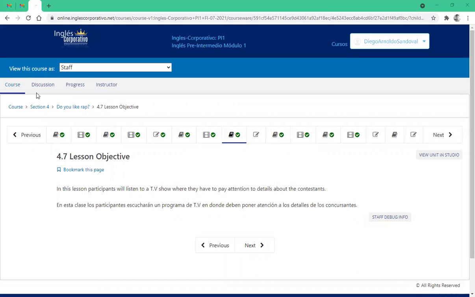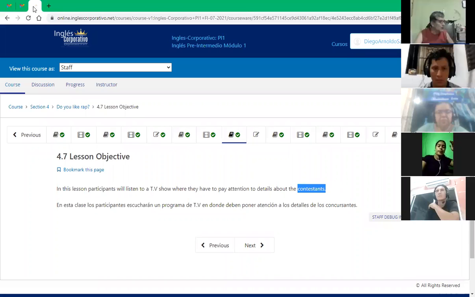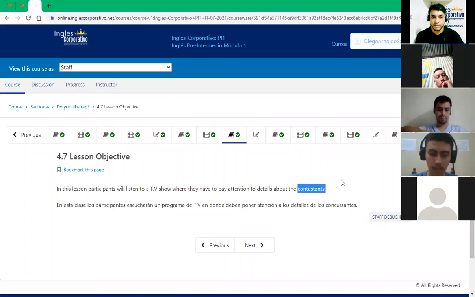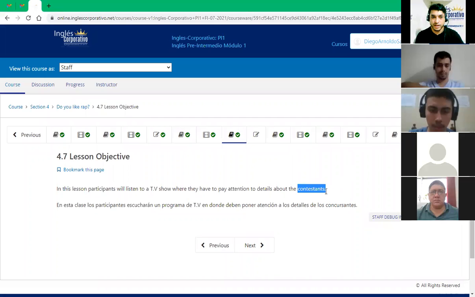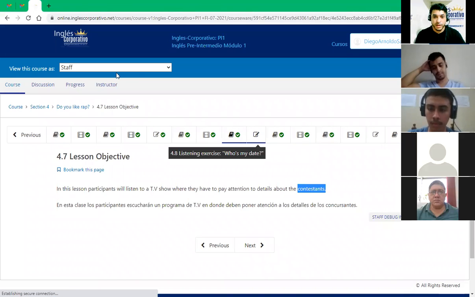Details about the contestants. In this lesson, you will listen to a TV show where you have to pay attention to the details about the contestants. What is a contestant? Do you know what that is? It's like a participant in a TV show, in a TV program. So let's go.